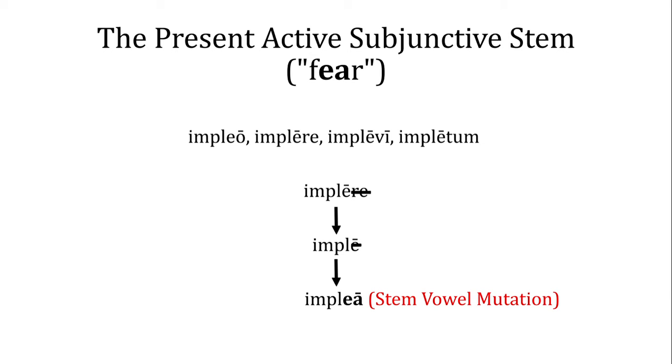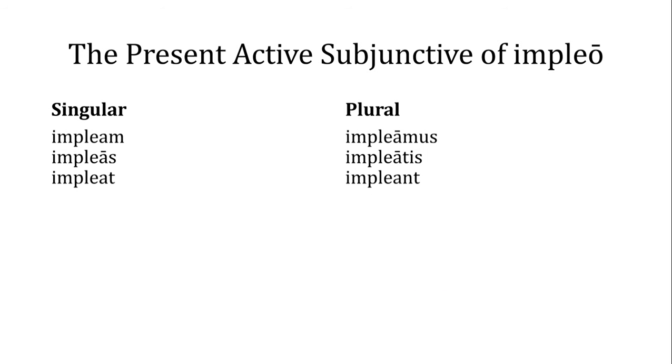Now that's we fear. Remember, we fear all liars. So for the second conjugation, the EA is bolded there because that is our stem vowel mutation. We go from the normal E for the present indicative stem, and now we have the present subjunctive stem, ea. All right, so implea is our stem vowel mutation. And voila, there is our present active subjunctive of impleo.